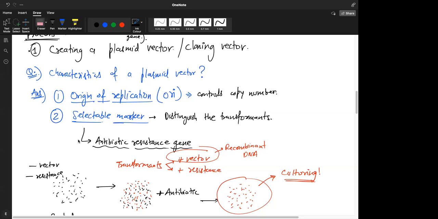What is the most important thing? Why are we putting it? It's the origin of replication, where replication happens, as the name suggests. All we want is our vector to go inside the host and replicate, making more and more copies of our gene of interest that we have inserted. So if our vector does not have an origin of replication, then it will not replicate. Correct? Yeah.